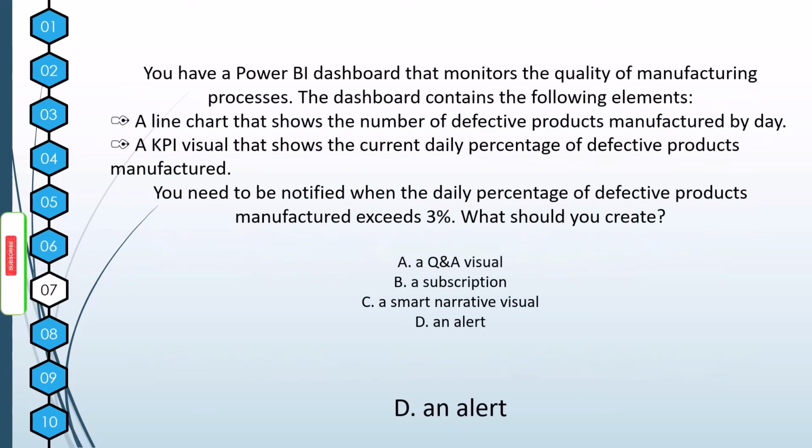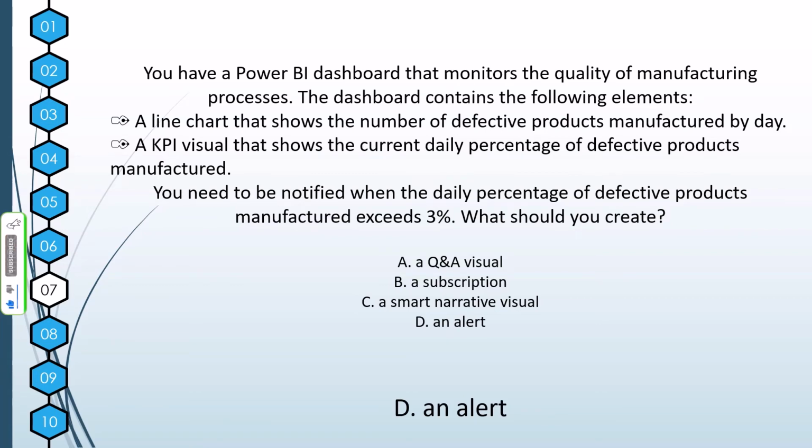You have a Power BI dashboard that monitors the quality of manufacturing processes. The dashboard contains the following elements: a line chart that shows the number of defective products manufactured by day, and a KPI visual that shows the current daily percentage of defective products manufactured. You need to be notified when the daily percentage of defective products manufactured exceeds 3%. What should you create? A. A Q&A visual. B. A subscription. C. A smart narrative visual. D. An alert. You should create D. An alert.